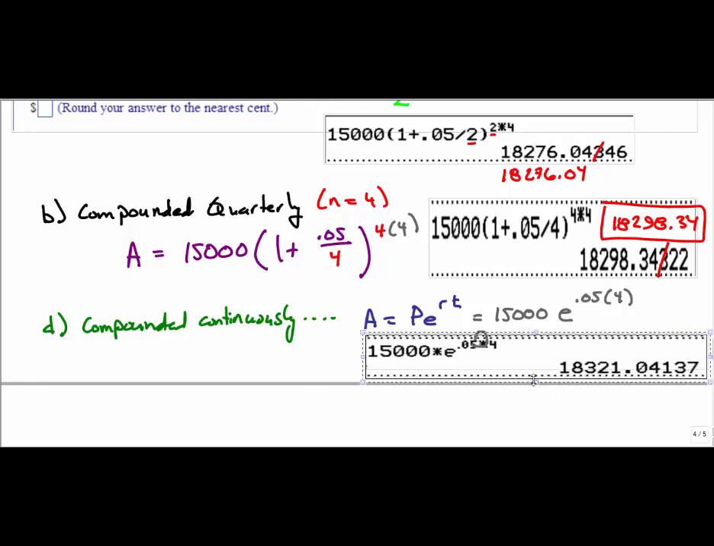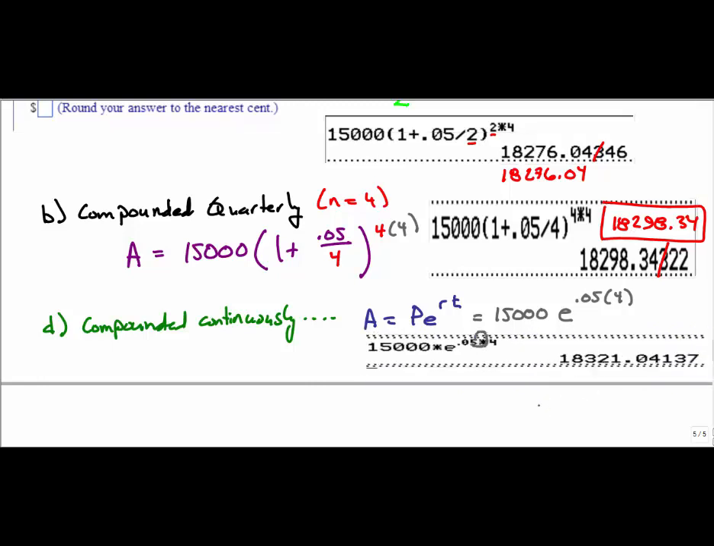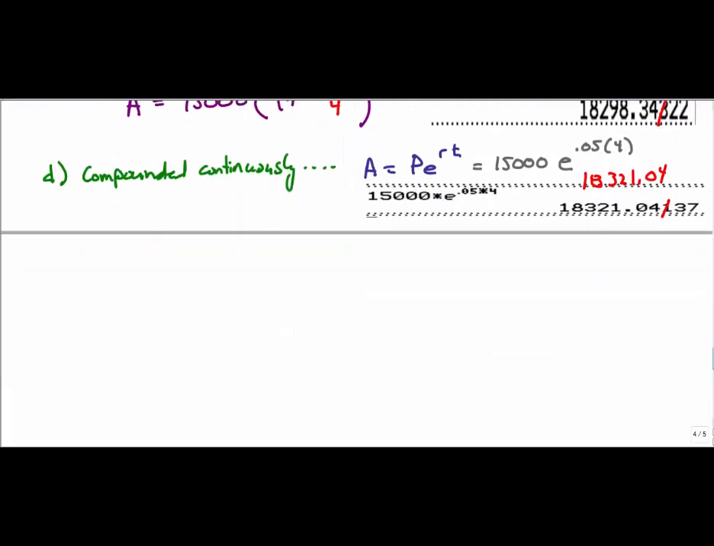So if I compound continuously, I would expect to see $18,321 and then 4 cents, because the 1 will not round the 4 up, so 0.04. And that's my correct answer. Be really careful about how you plug these into your calculators, because clearly it's easy to make a mistake.